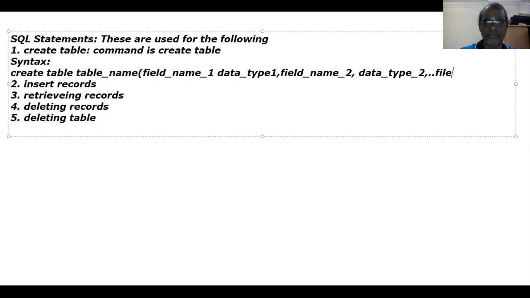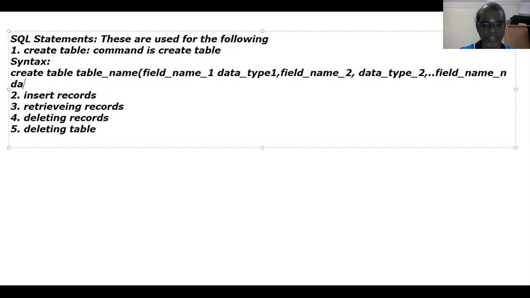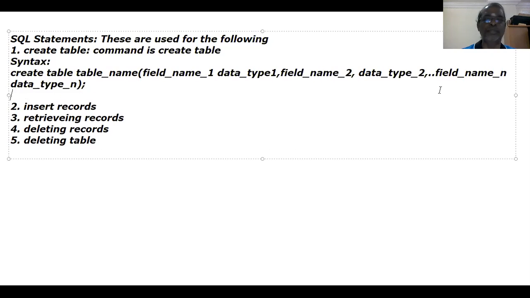After that, field name n. That means n number of fields you can create, with data type n. At last, close the bracket and put one semicolon. That's all. Each and every SQL statement should end with a semicolon. Create table, table name, which may be whatever you want, field name 1 with its data type, field name 2 with its data type, and so on up to field name n with its data type.